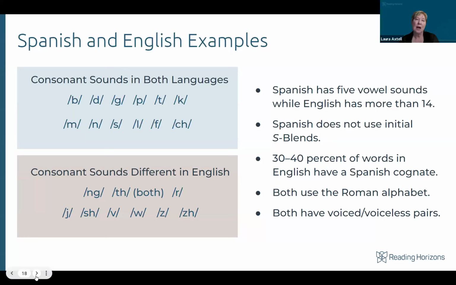So this is just some examples of a couple of languages, Spanish and English: what consonant sounds exist in both languages and what consonant sounds are different in English. The major challenge with Spanish, for example, is that they have 5 vowels. Those vowel sounds are consistent. In English, we have more than 14. So we have long vowels and short vowels and vowel teams, and Spanish doesn't use an initial S blend, so you'll often hear students put an E at the beginning, so "es-something." But there's a lot of overlap in cognates. For example, perfect and perfecto. So a lot of times that's why I can read Spanish better than I can speak it, because I can pick out the words that are very, very similar.